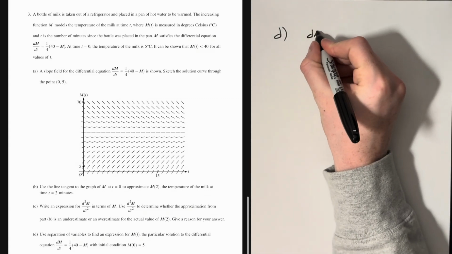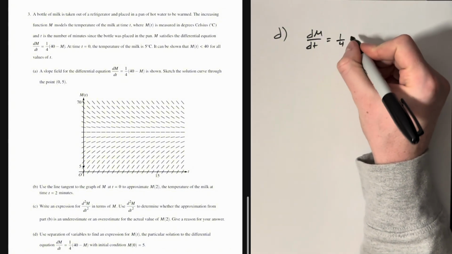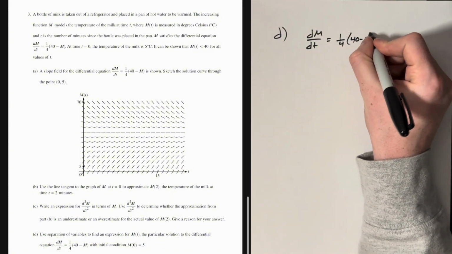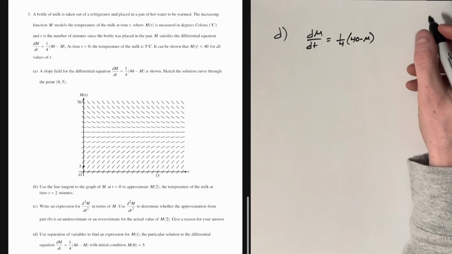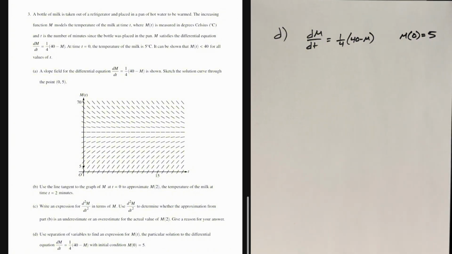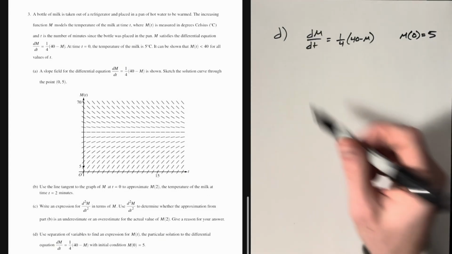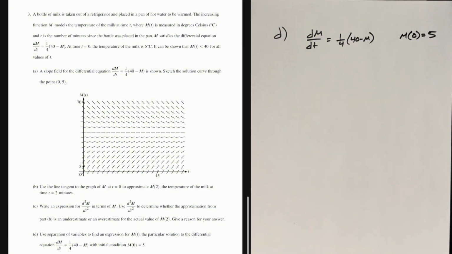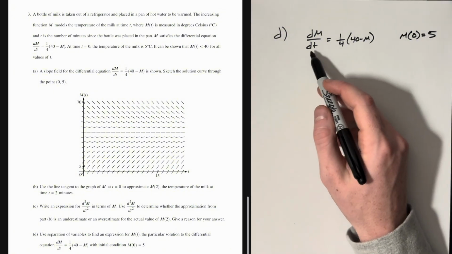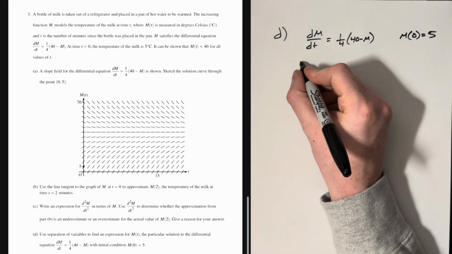I'll write it down again. dm dt is equal to 1/4 times 40 minus m, with the initial condition m of 0 is equal to 5. So in order to solve this, it tells us to use separation of variables. What that means is I've got a t over here, I've got some m's there. I need to get them on the same side, right? So I'm going to multiply my dt over to that side. I'm going to divide by 40 minus m on this side.